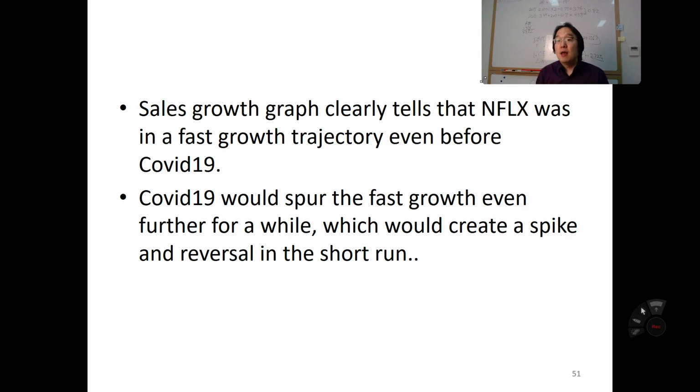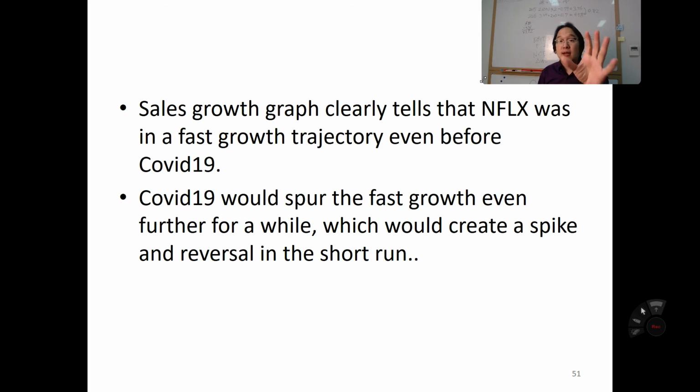If this is the case, then you may have a much better future for Netflix, right? On the other hand, if the high price of Netflix is primarily driven by COVID-19 only, then you should suspect that Netflix is in a bubble. So much so that once COVID-19 is over, Netflix's price will plunge down, right? So this history gives you some good idea about the growth trajectory of this company, right?